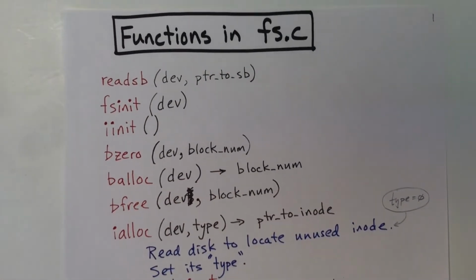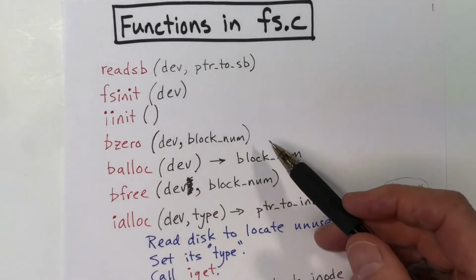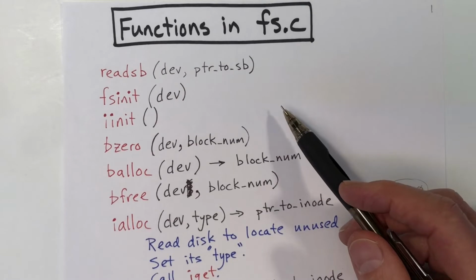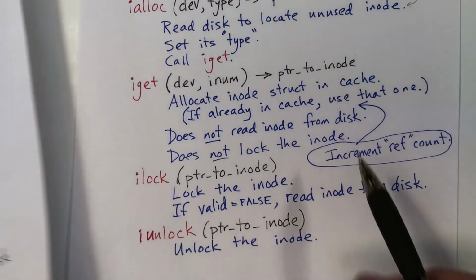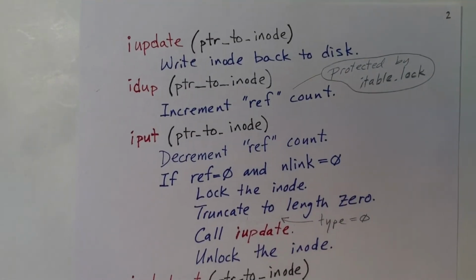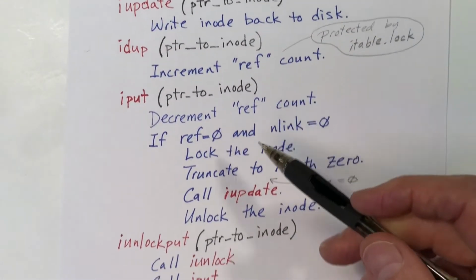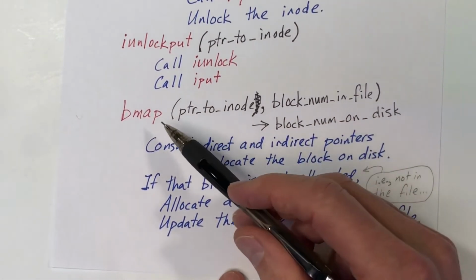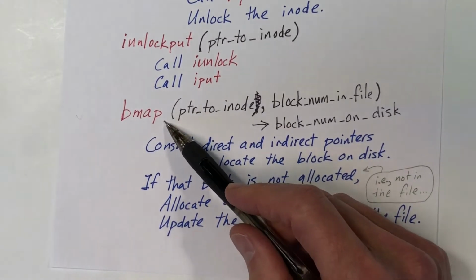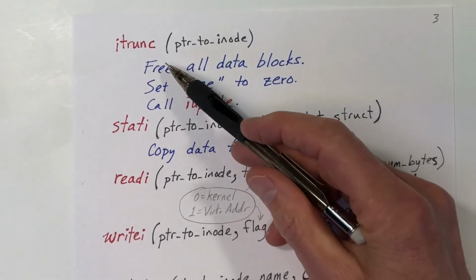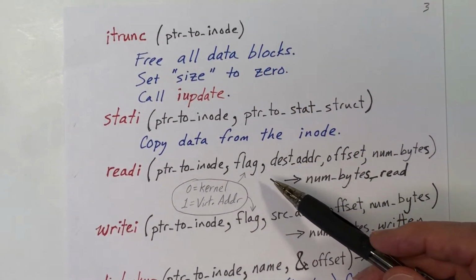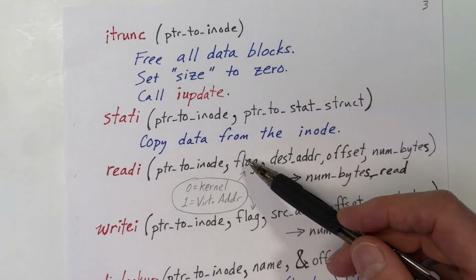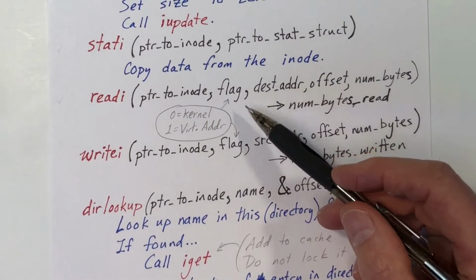Let me just put on the screen for a visual reference what functions were covered in the previous video. So we covered all of these functions, and here are some more that we covered. I will start with bmap in this video, but in the previous video I covered itrunc and stat_i. After I talk about bmap, I will go ahead and talk about the remaining functions, starting with read_i and so on.